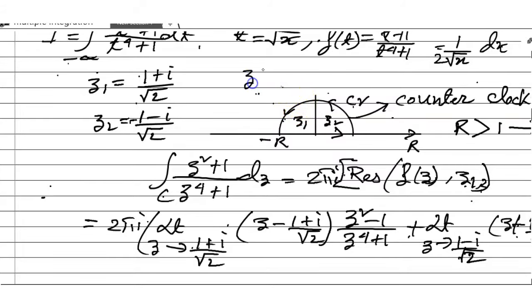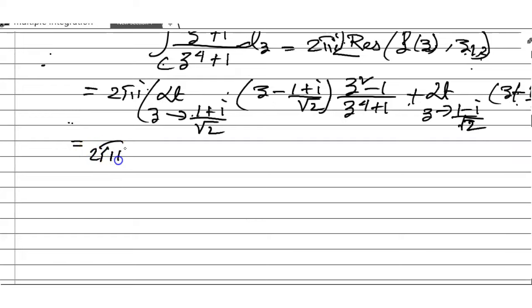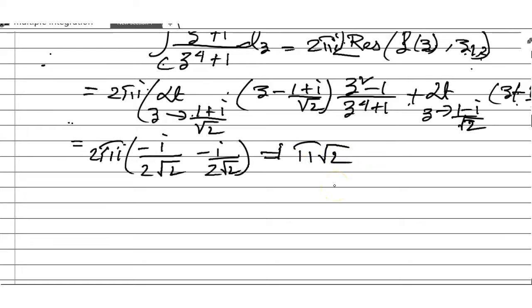Because z to the power 4 plus 1 equals 0, so z to the power 4 equals minus 1, and after that you can get z equals (minus 1) to the power 1 by 4. So friends, whatever we get after calculation, we get minus i divided by 2 root 2, minus i divided by 2 root 2 equals pi root 2. How, friends?